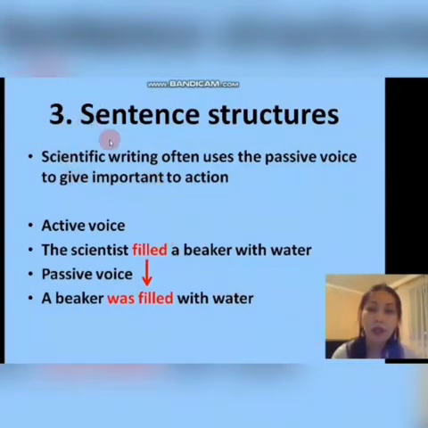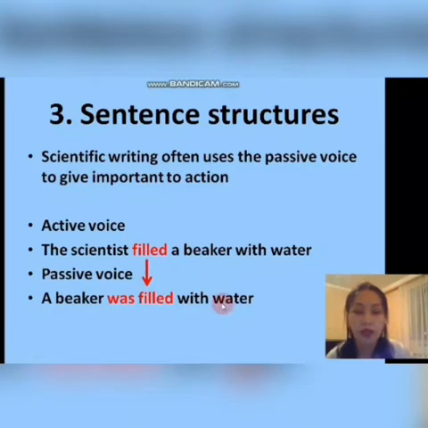The third tip, dear my students, sentence structures. Remember, when you write scientific texts or articles, you must often use the passive voice to give importance to the action. Let's have a look at this example. "This scientist filled a beaker with water." It is in active voice. Yes? Yes. Now you must change it to passive voice: "A beaker was filled with water." I hope that you understand.